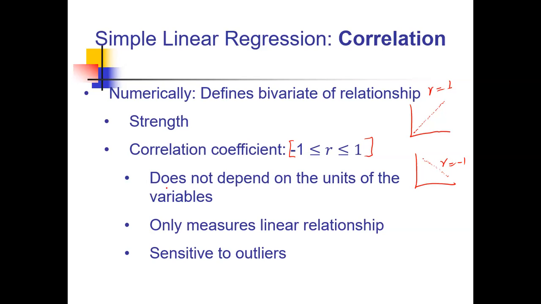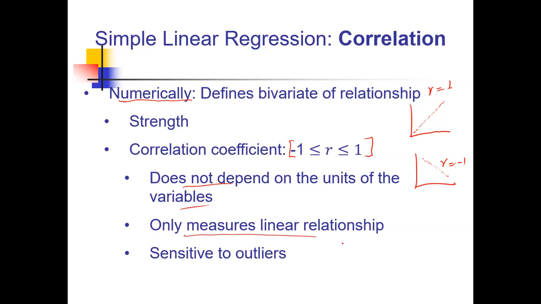So the first point to note, when you're dealing with correlation numerically, is that it does not depend on the unit. So I could have kilogram, I could have hours, I could have distance, I could have anything. You don't define correlation with unit. Okay, and correlation measures only linear relationship.